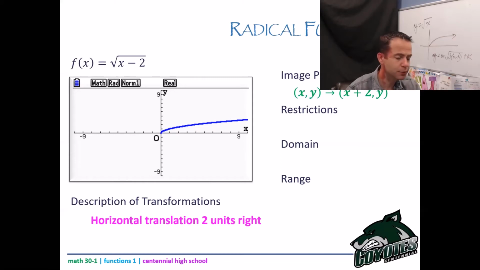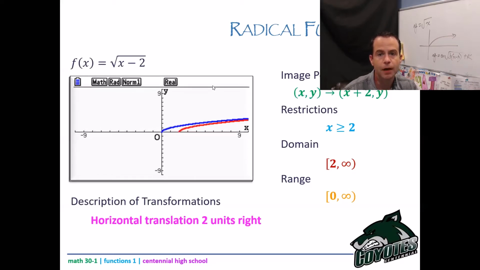My restrictions will now be x is greater than or equal to 2, which also becomes the domain. So now my domain will be 2 to infinity instead of 0 to infinity. And the range won't change because I didn't move it up or down, right? If I do a horizontal translation, it shouldn't affect a vertical item. So my range stays the same as 0 to infinity, okay? All right, and then there's the picture. I can see that the red graph has been moved 2 units to the right of the blue graph.